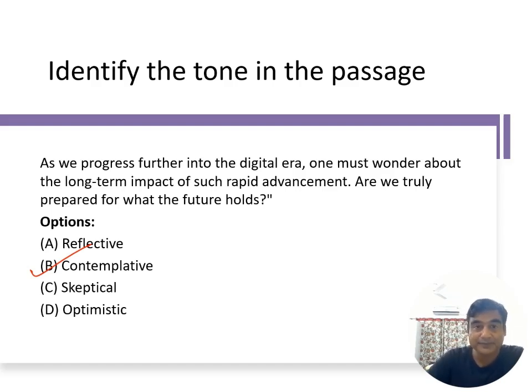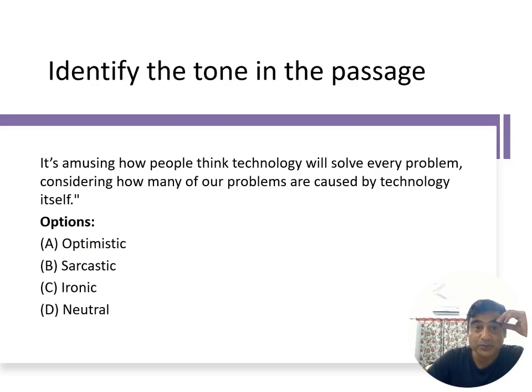Okay. Now, it is amusing how people think technology will solve every problem, considering how many of our problems are caused by technology itself. Now, people think technology will solve every problem. The author feels technology causes problems. These are contrasting ideas. Technology solves problems, technology causes problems. The tone is ironic. Ironic is when what you expect to happen and what happens are two contradictory phenomena.